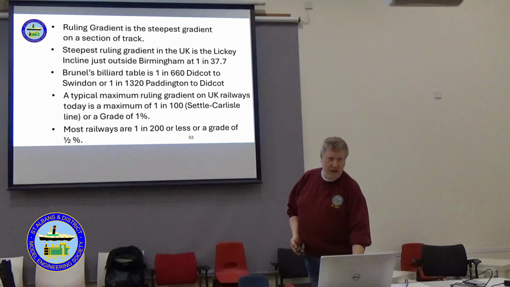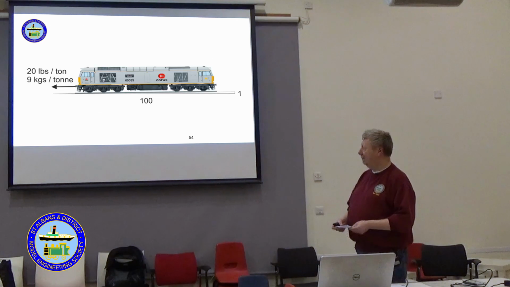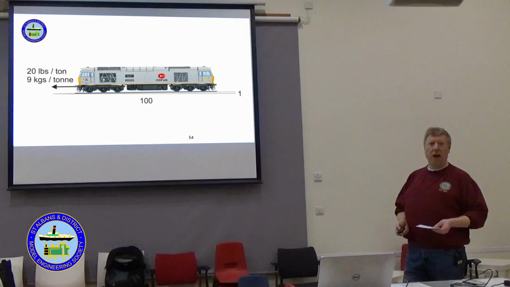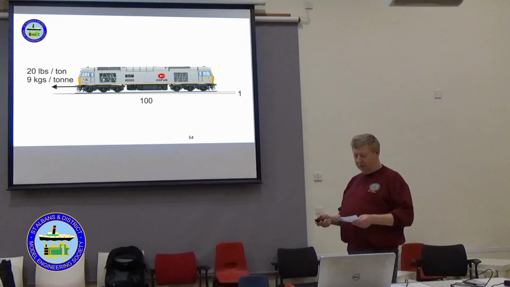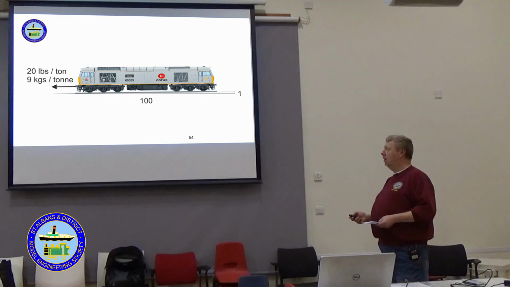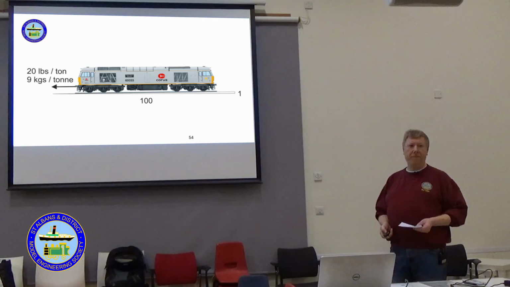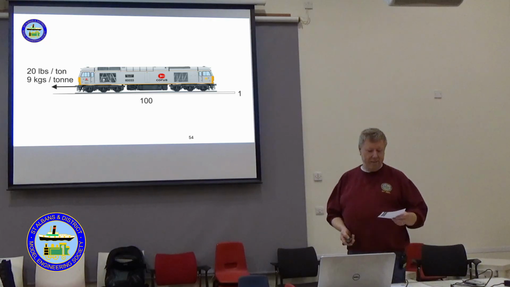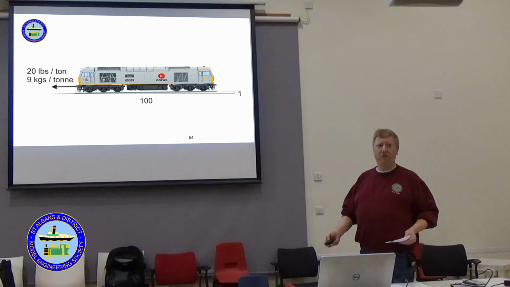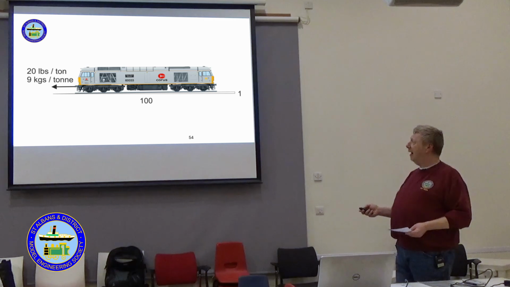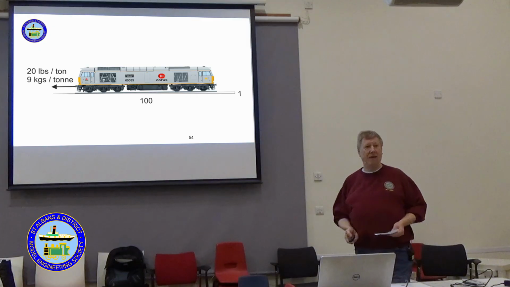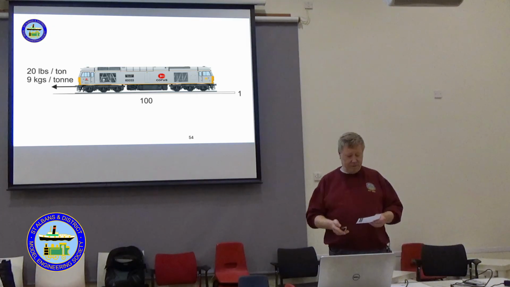So why does grade matter? Well, if you think about it, for a grade going uphill, this loco's got to pull it all up. And as a rule of thumb, it takes 9 kilos of tractive force to pull a ton up a 1 in 100. Now when you've got a train hundreds of wagons long with literally thousands of tons of weight, that number can become very, very big. And if this gets too steep, the loco physically doesn't have the power to pull it up.